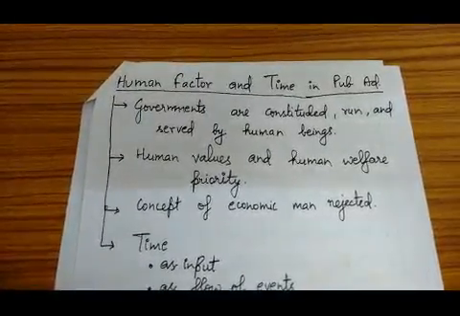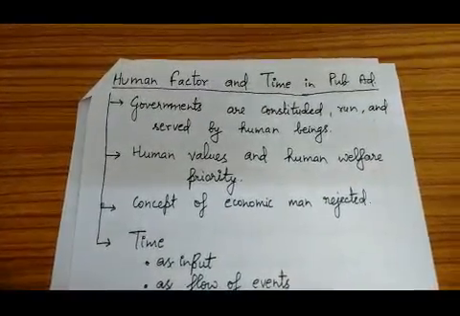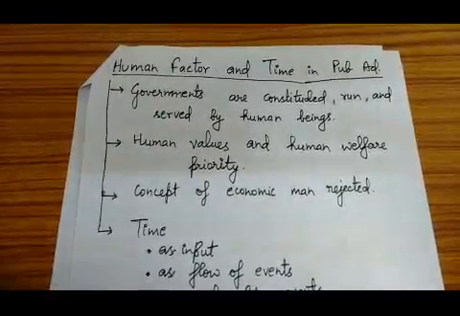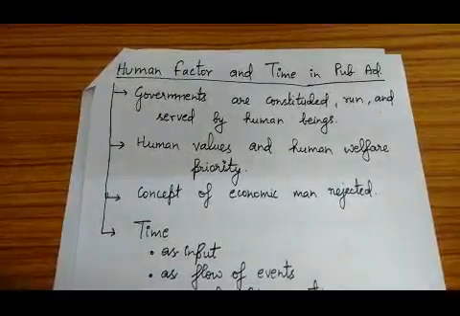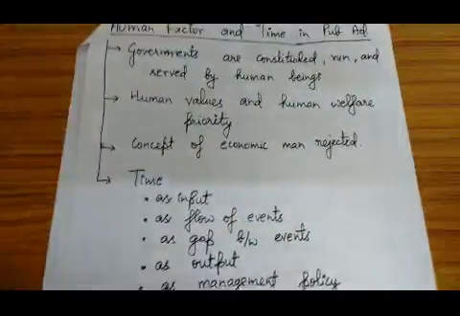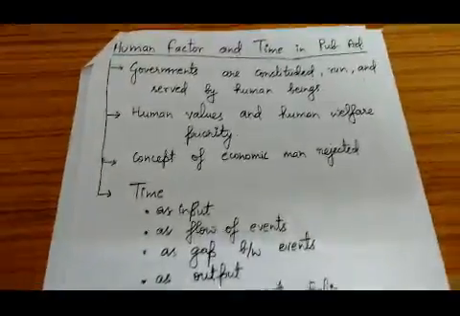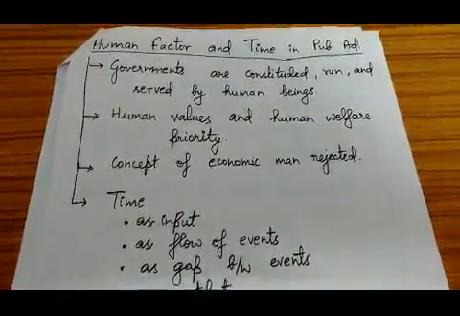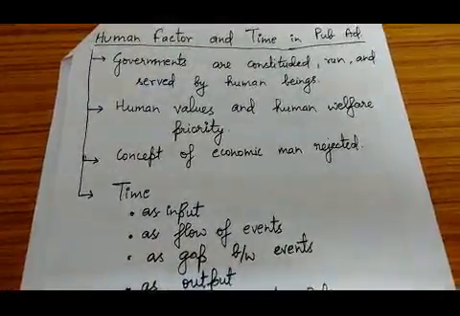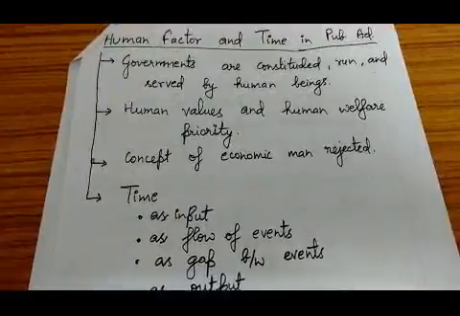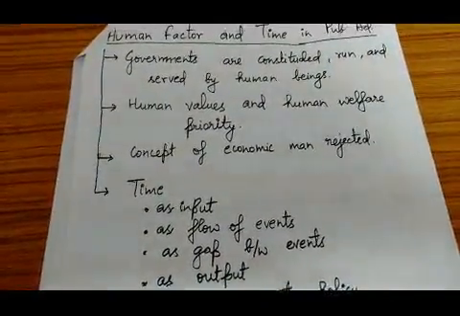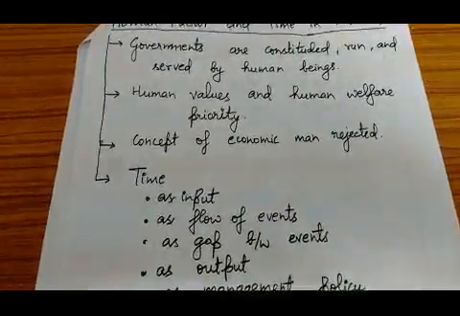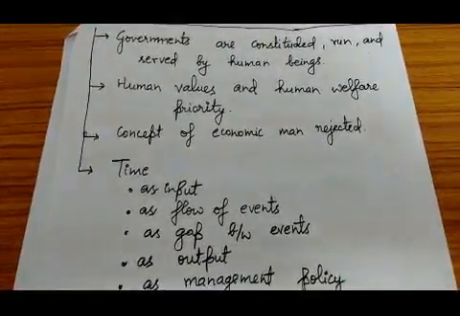So it's all about humans only. Too much focusing on organization and leaving the human aspect is wrong. Then human values and human welfare should be the priority of every organization. Then the concept of economic man is rejected. What is the concept of economic man? We have already talked about this. Economic man means the person who takes care of his personal profit too much, and efficiency and economy are the main things which describe economic man. So he is a self-serving, self-interested man, but this is rejected, that men are totally self-serving.